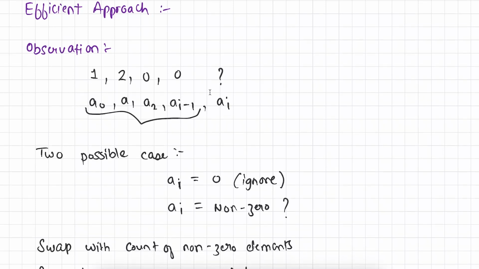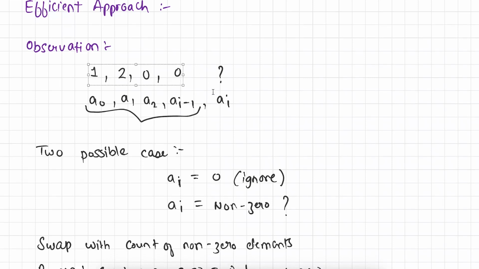So let's say we have elements in an array like this: A0, A1, A2, A(I-1), and the last is A(I). And we assume that numbers from A0 to A(I-1) are already processed. It means we have already arranged all the zeros to the end and all the non-zero elements to the beginning. And these numbers are like 1, 2, 0, 0. Right? Now what happens when we encounter a new number, that is A of I?